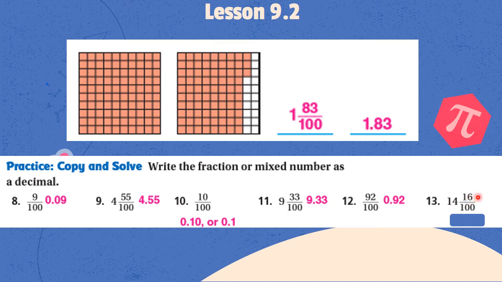14 and 16 hundredths. 14 is in the whole number part, even if it has more digits, it still goes before the decimal point. 14.16 and 2 zeros, so it's 14.16.